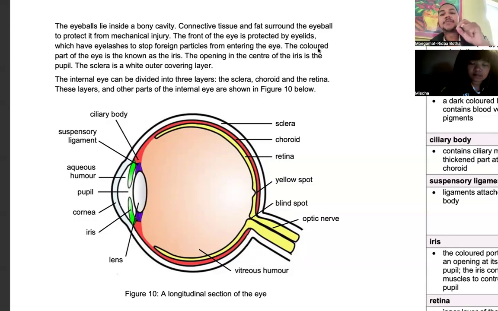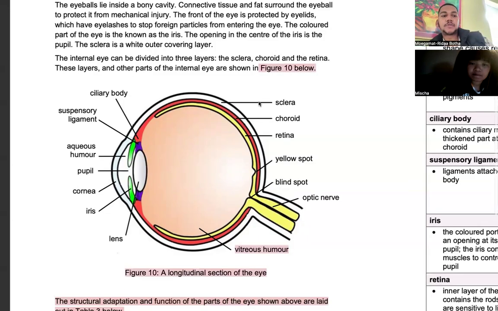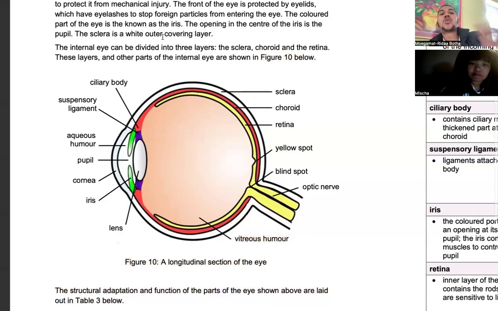Okay. The colored part of the eye is known as the iris, and the opening in the center is the pupil, which we spoke about. And we also spoke about this white outer covering layer, which is essentially the sclera. So the white over here is the sclera.